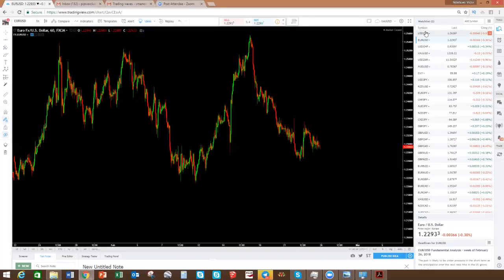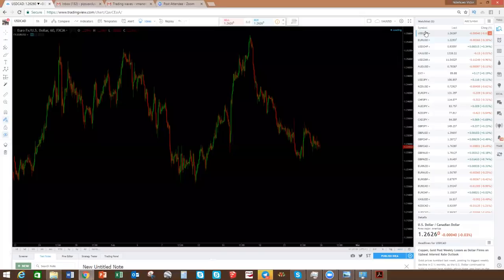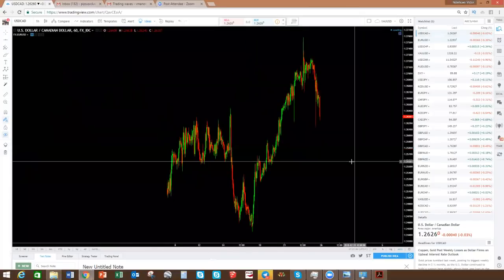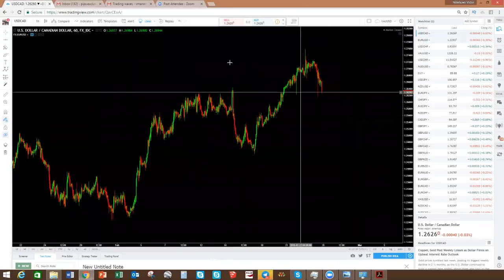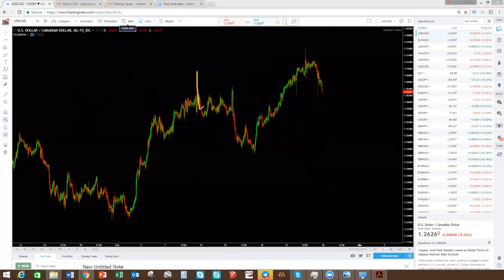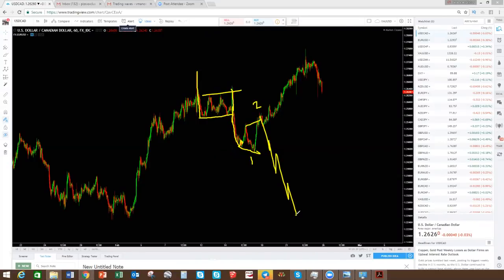US dollar CAD, this is the 1 hour. We were here last week. Okay, we had this move to the downside. We had the correction, and we had the move down here. So we thought that this was starting a 1 and a 2 move down, and looking at this as an expanding flat for a move down. Okay, you can see obviously we did not see that clearly, but that's what happens.